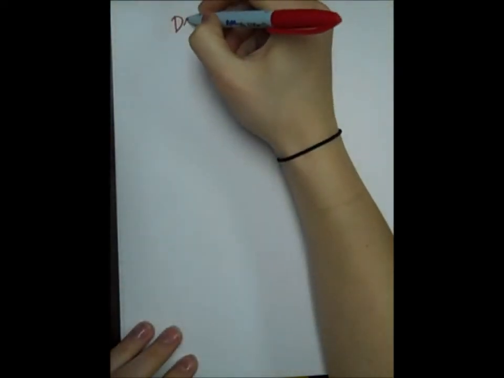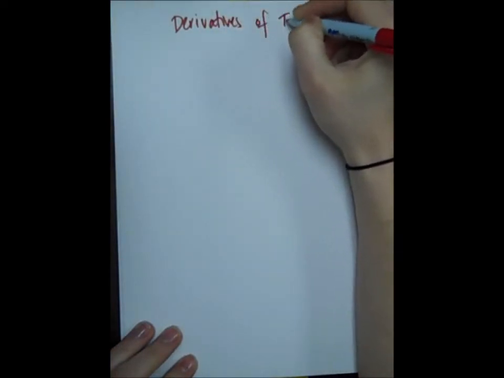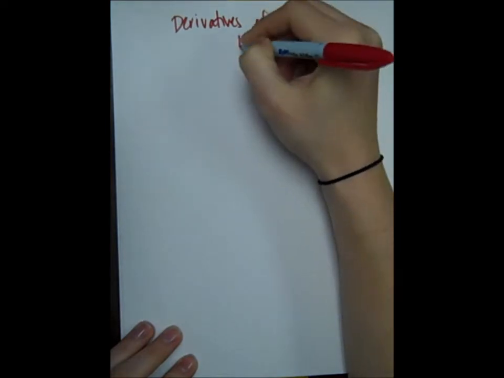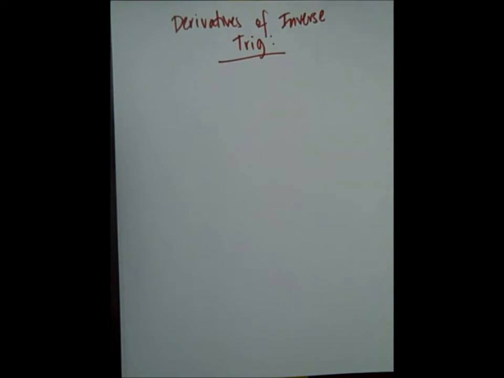Okay, so the next section that we're going to look at are derivatives of inverse trig functions. The inverse trig functions are going to be sine inverse, cosine inverse, tangent inverse, secant inverse, cosecant inverse, and cotangent inverse. So we're going to derive the derivative of sine inverse, and then I'll give you the rules for the other 5, and you'll see how to derive the other 5 once we do this one.